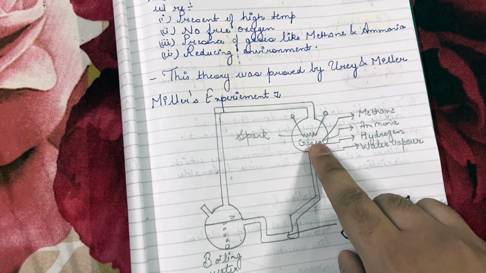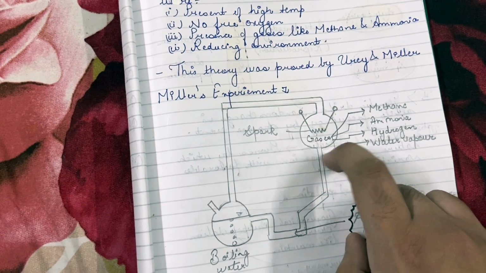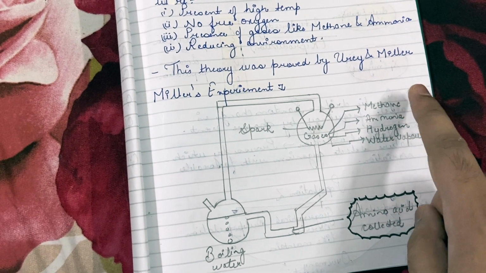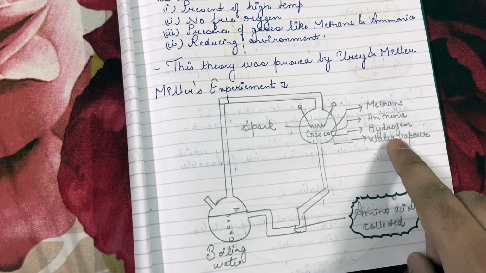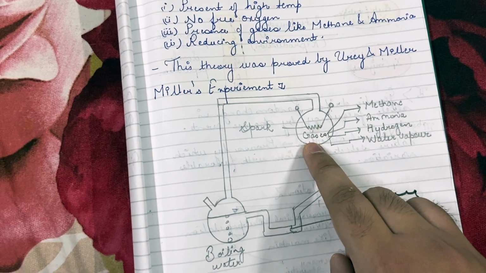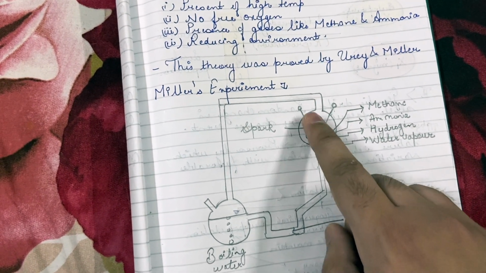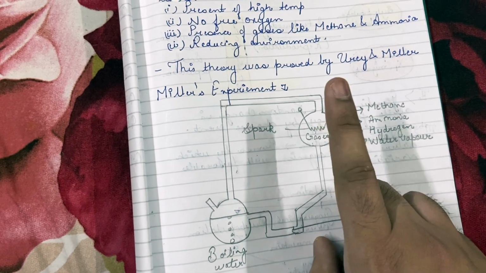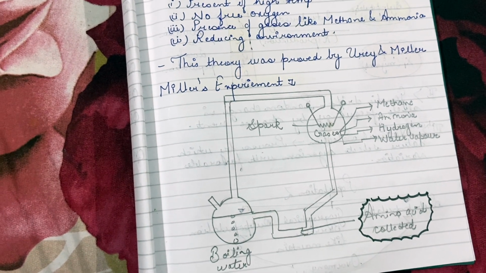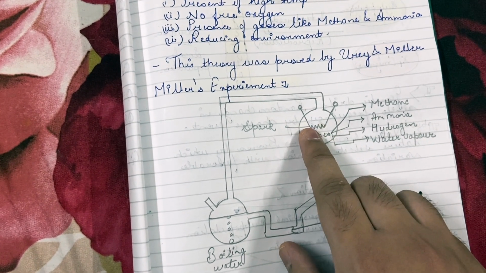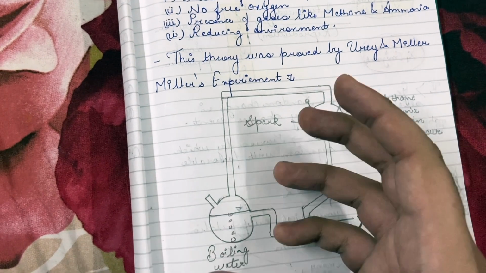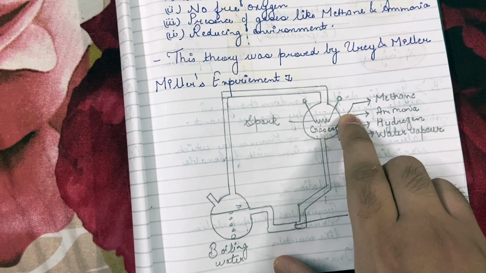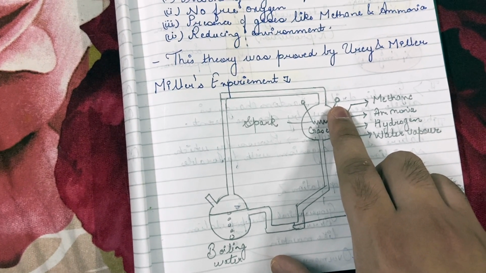Miller took 4 gases in a glass flask, and these gases were methane, ammonia, hydrogen, and water vapor. In this flask there were electrodes. Why were there electrodes? So that he could create high temperature in the flask. The electrodes supplied the flask with spark. As a result of this spark, the temperature of the flask increased up to 800 degrees Celsius.